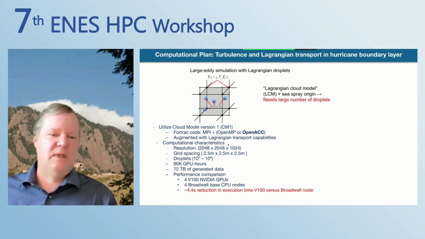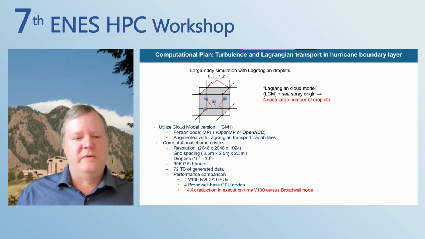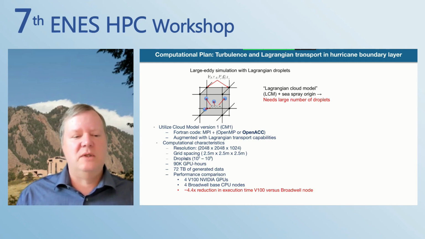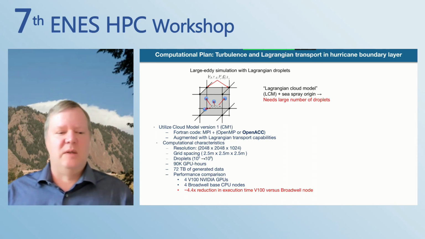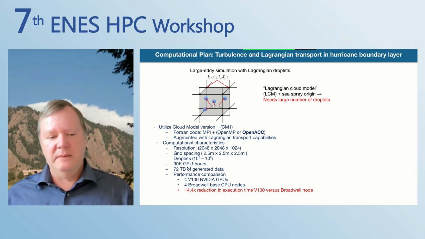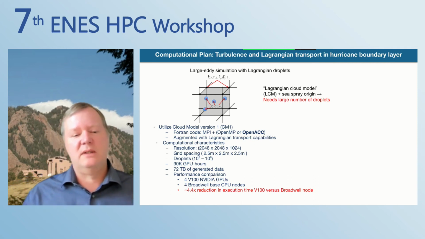The resolution will be about 2,048 by 2,048 grid cells with 2.5 by 2.5 by 2.5 meter spacing. And depending on the cases, we are estimating we need droplets in the order of 10 to the 5 to 10 to the 9. So a large number of droplets, and about 90K GPU hours is estimated for this project, creating 72 terabytes of generated data.